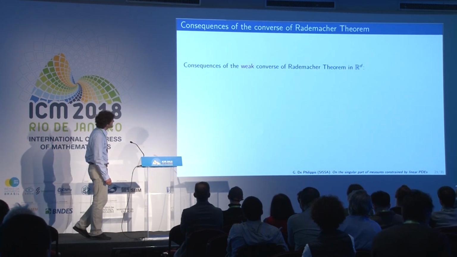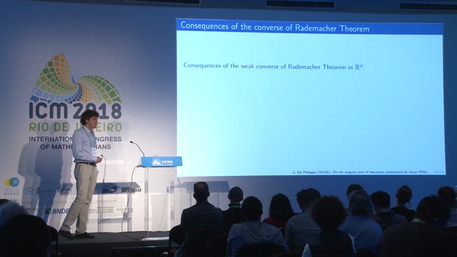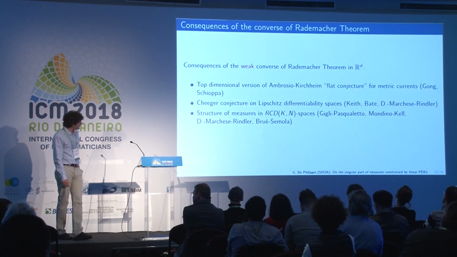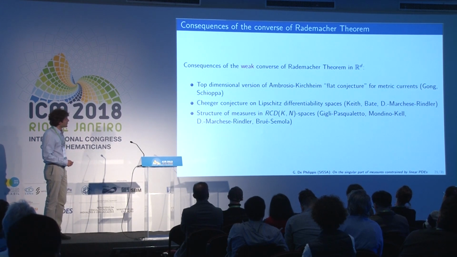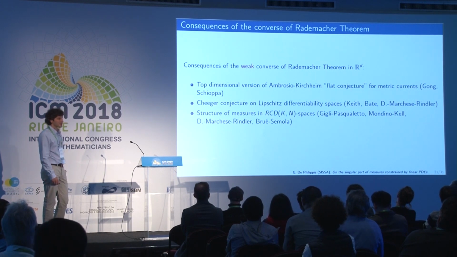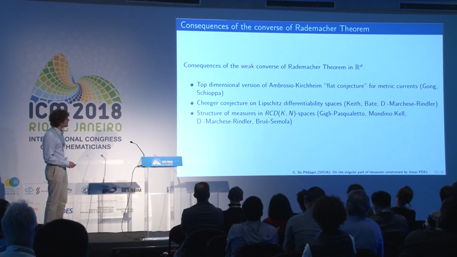But nevertheless, the weak converse would also have a lot of interesting consequences. Let me list three of them. The first one is that we will answer the top-dimensional version of the Ambrosio-Kirchheim flat conjecture concerning metric currents, which I cannot go into much detail about here. This was observed by Gong and Schioppa.